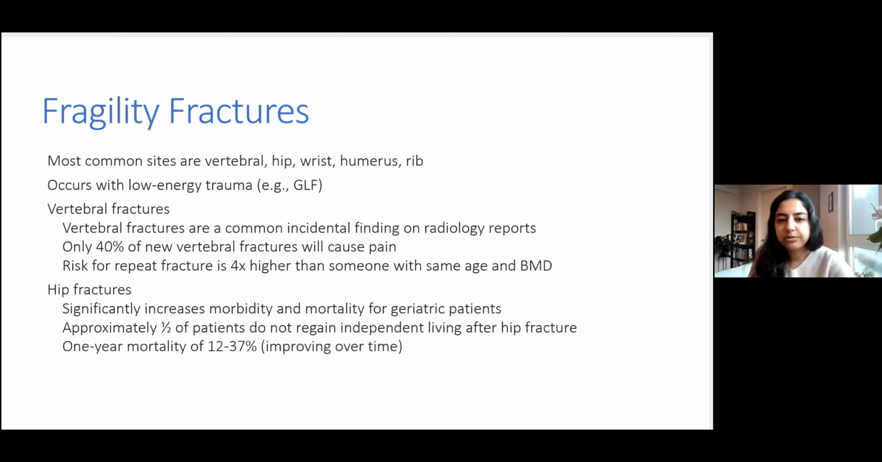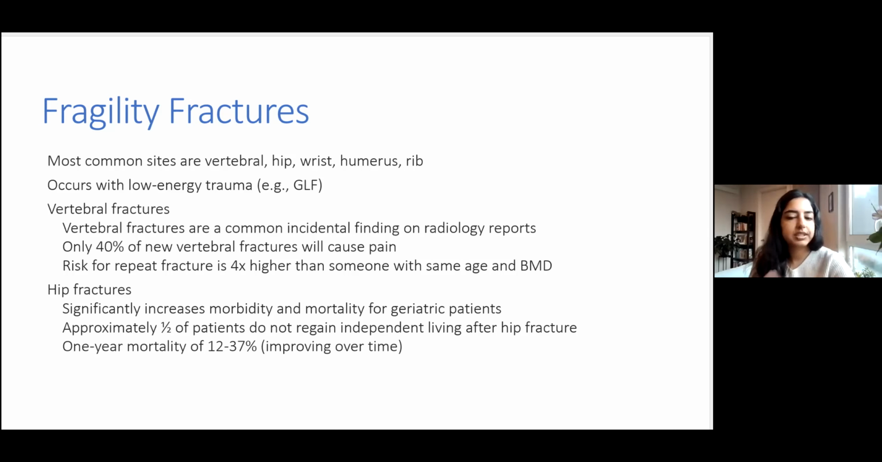Vertebral fractures are important to be aware of, an important thing to maintain on a patient's problem list, because the risk of repeat fracture is so much higher than someone with equivalent demographics and bone mineral density. So it's a very key prognostic factor for the risk of fracture in the future.